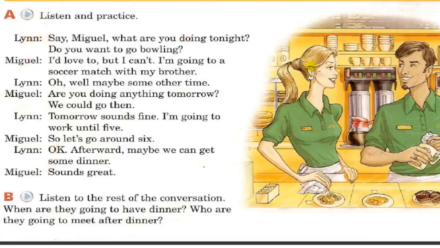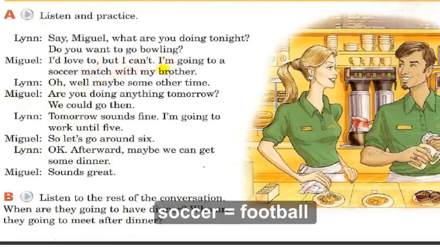Len and Miguel. Len is a young lady. Miguel is a young man. Say, Miguel, what are you doing tonight? Do you want to go bowling? I'd love to. I'd like to. But I can't. I'm going to a soccer match with my brother. Soccer, football.